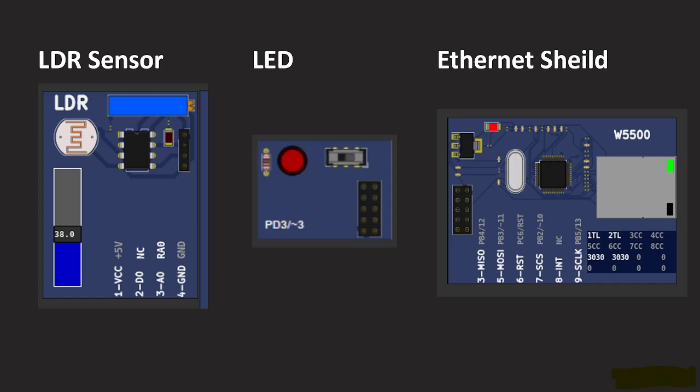And this is the Ethernet shield, the W5500. It communicates between the Blink IoT and the microcontroller. It shares the instructions from Blink IoT to the Arduino.